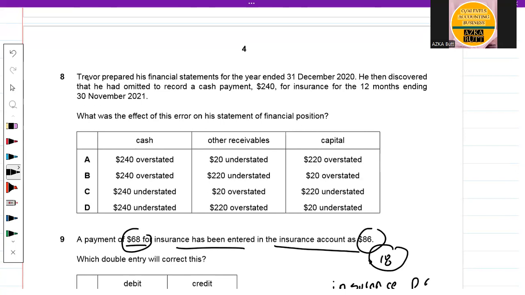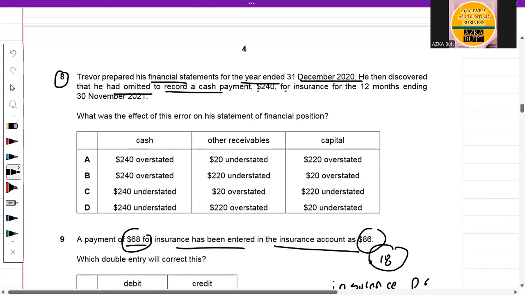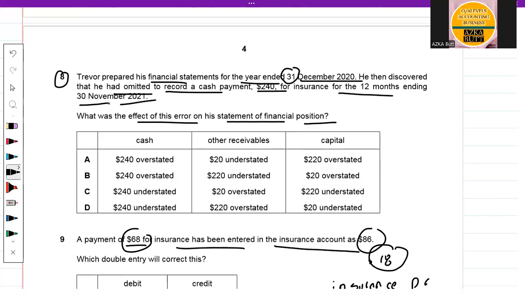So the next question. Trevor prepared his financial statements for the year ended 31st December 2020. He then discovered that he had omitted to record a cash payment of $240 for insurance for the 12 months ending 30 November 2021. What was the effect of this error on his statement of financial position? He is preparing this for 31st December, and this payment is for the 12 months ending on 30 November 2021. So what would be the effect on cash, other receivables, and the capital?